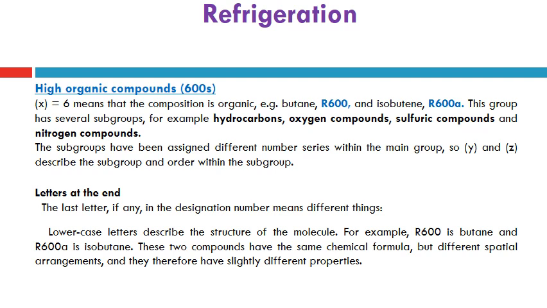For example, R600 is butane and R600a is isobutane. These two compounds have the same chemical formula but different spatial arrangements, and they therefore have slightly different properties due to this spatial arrangement in their chemical composition, and the arrangement between carbon atoms and hydrogen atoms inside this butane compound.